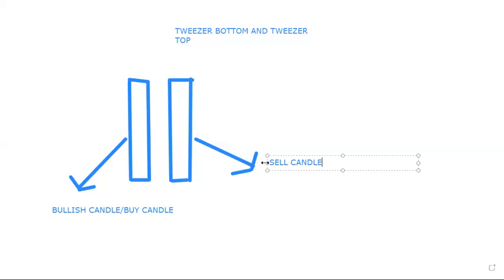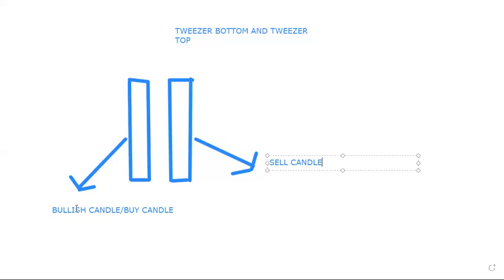All right. Sell when combined with other factors. We can sell. This is what we're trying to say.